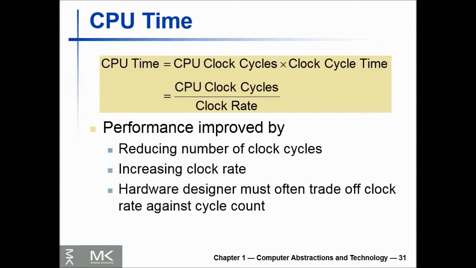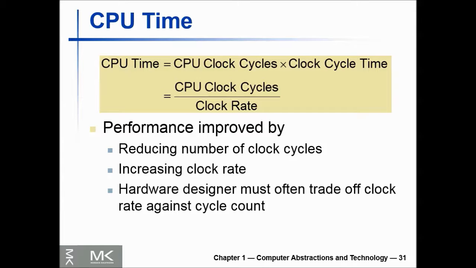A simple formula relates the most basic metrics, clock cycles and clock cycle time, to CPU time. CPU time for a program is equal to CPU clock cycles for a program multiplied by clock cycle time, or we simply write it as CPU time equals CPU clock cycles multiplied by clock cycle time. Alternatively, because clock rate and clock cycle time are inverses, we write this formula as CPU time equals CPU clock cycles divided by clock rate.